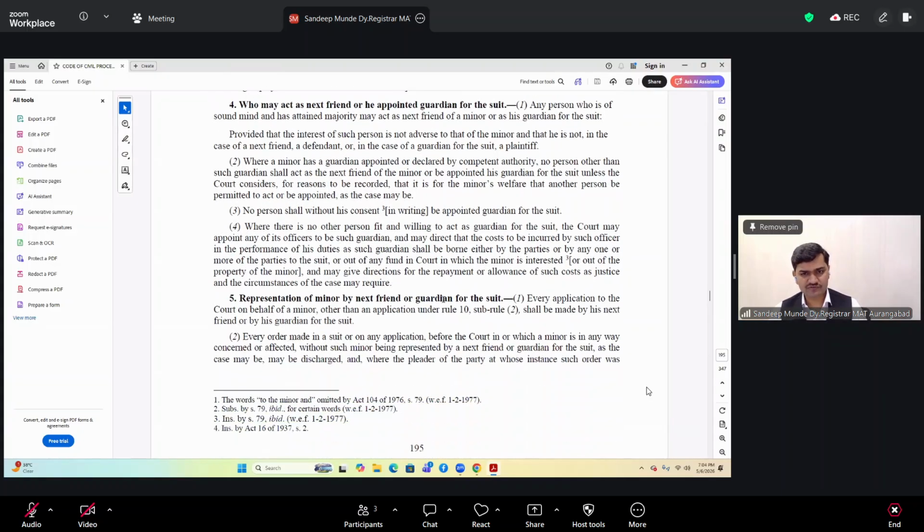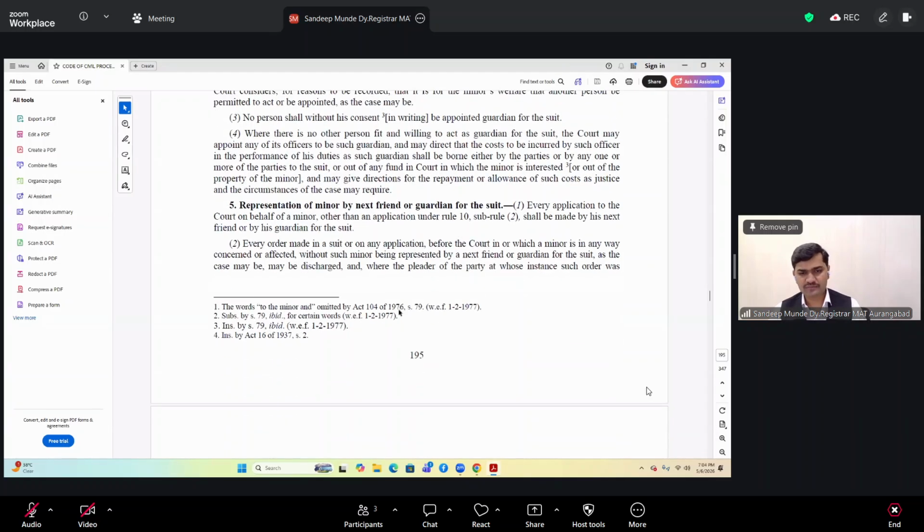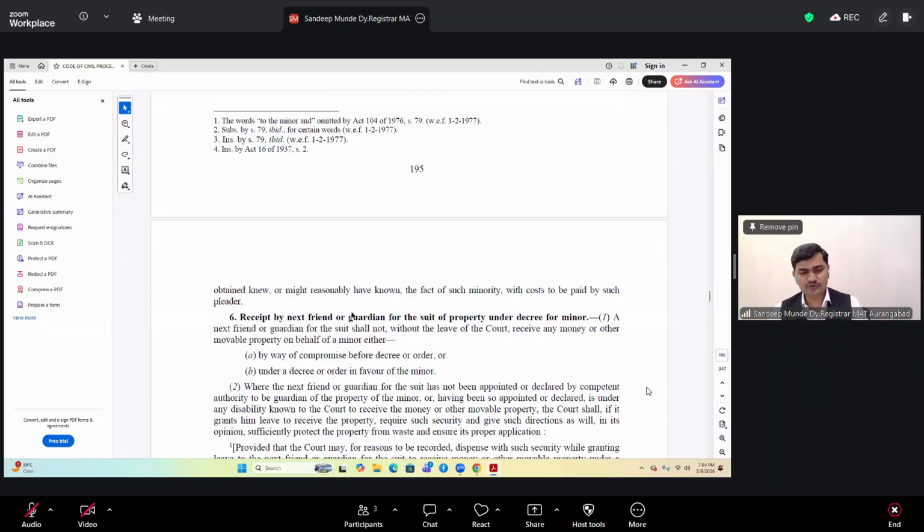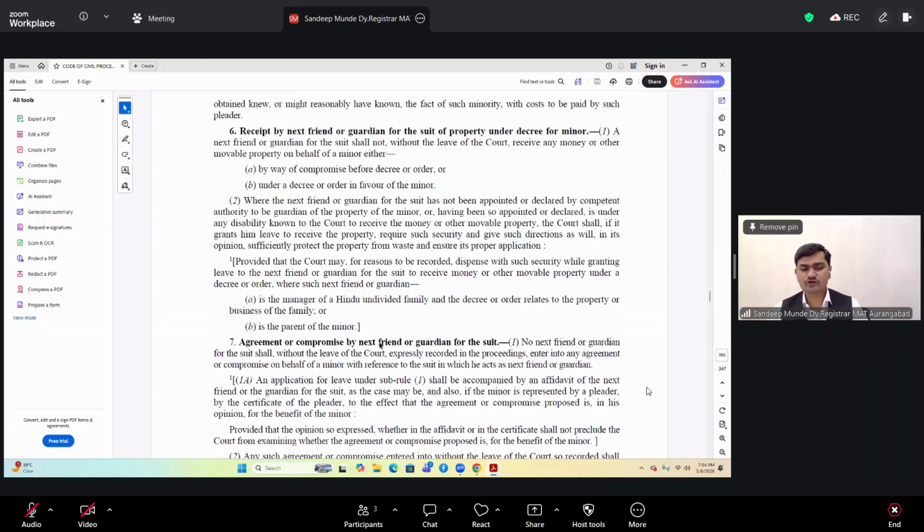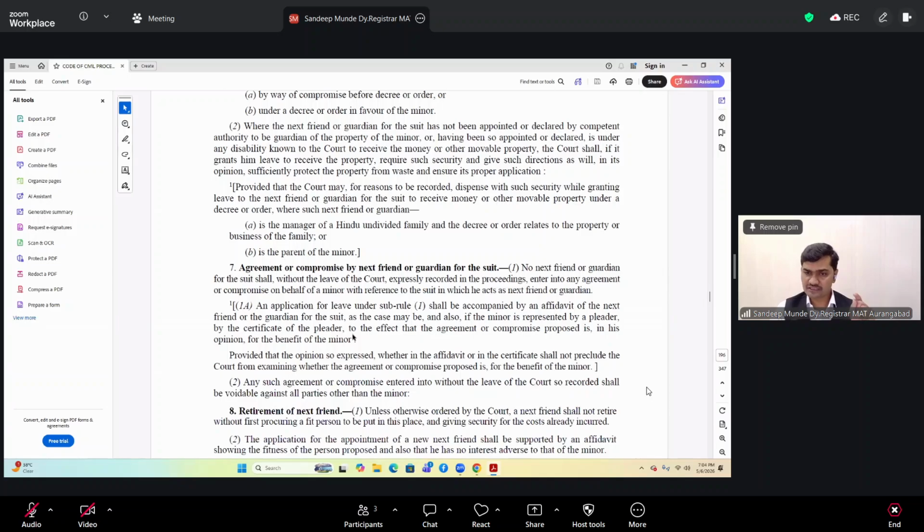Representation of minor by next friend or guardian for the suit: it can be represented. Receipt of next friend or guardian for the suit of the property under decree for minor. Agreement or compromise by next friend or the guardian for the suit. If any compromise or adjustment of the suit is made without leave of the court, and if the minor has been represented by an advocate, a certificate is required from that advocate that whatever the agreement, withdrawal, adjustment, or compromise of the suit is, it is for the benefit of that minor.